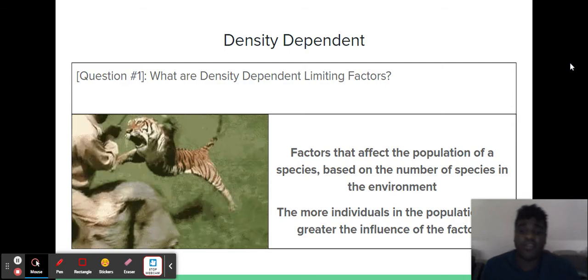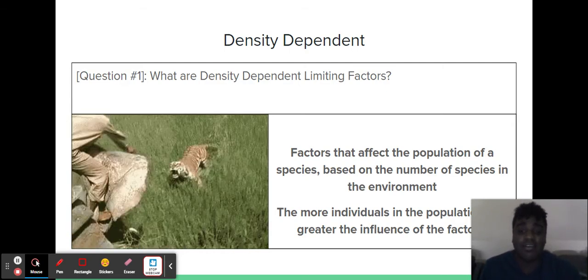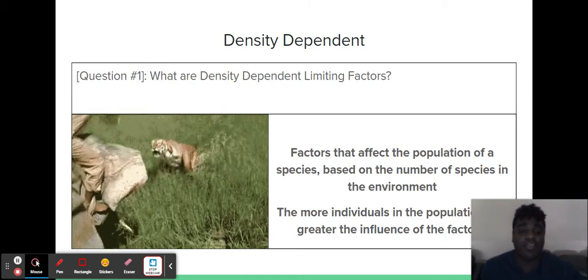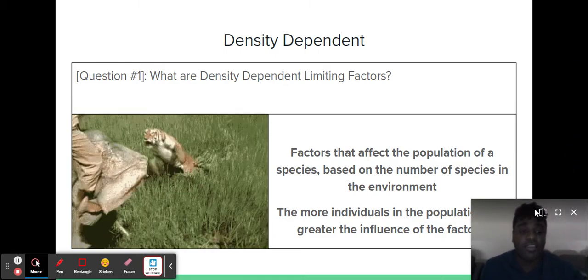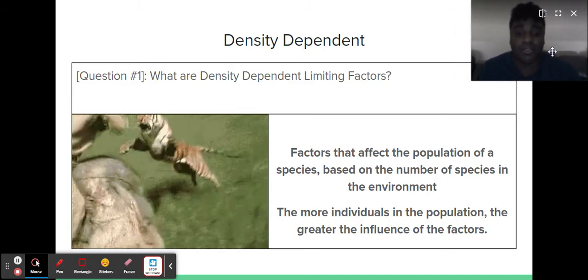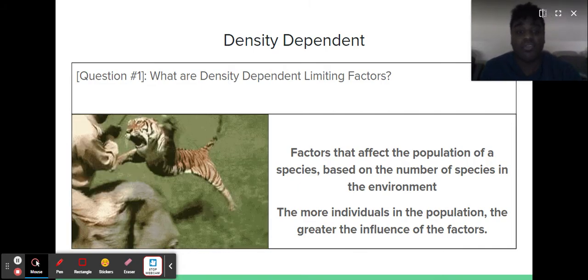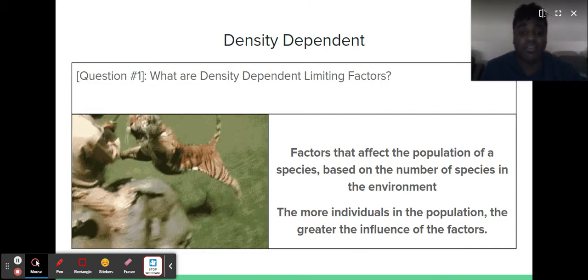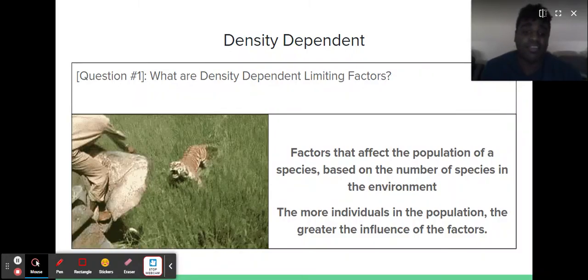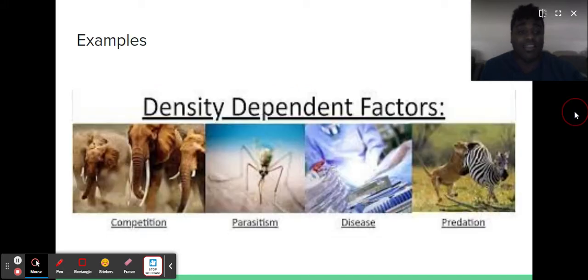Now, there are actually two different kinds of limiting factors. The first one is density dependent. Density dependent factors are factors that are based on the number of individuals in the population. So, the more individuals you have in the area, the more these factors are going to affect the population size. Some examples of density dependent factors would be predation, competition, disease, and parasitism.